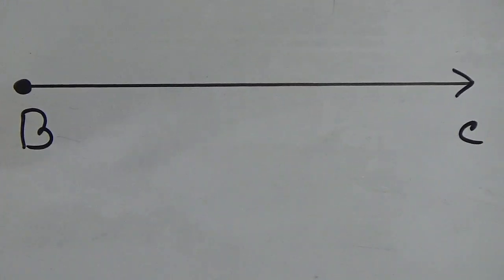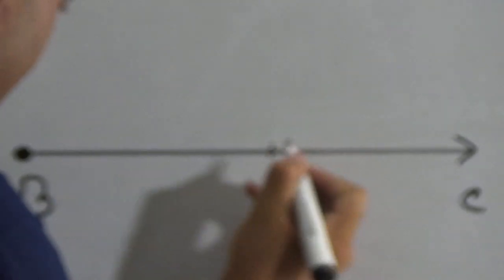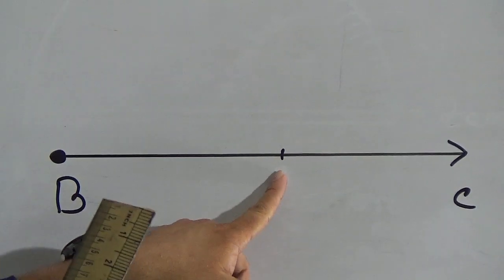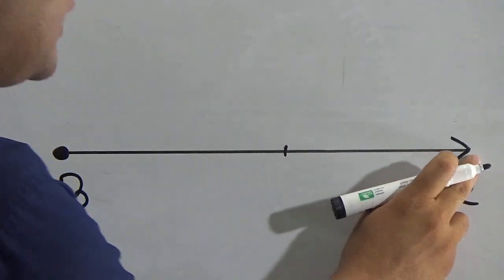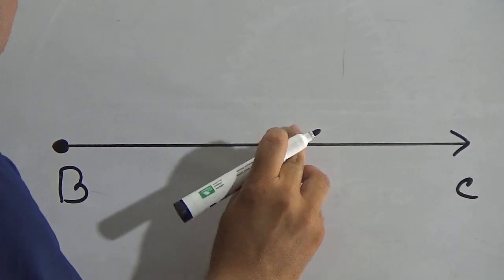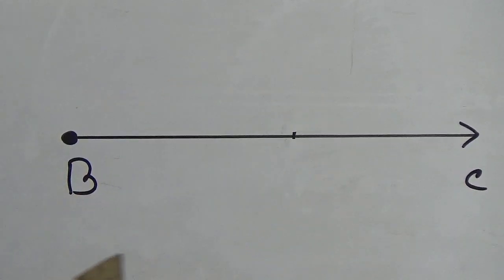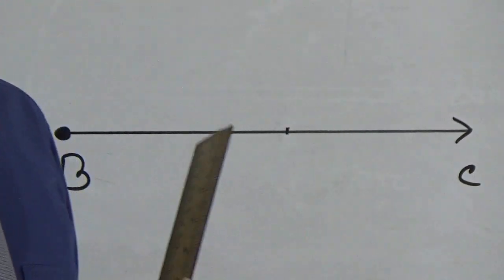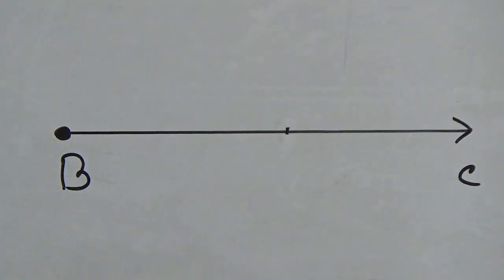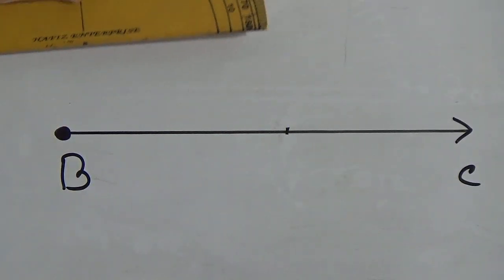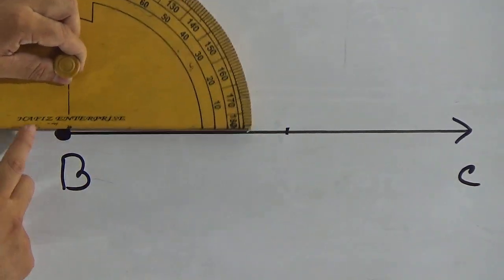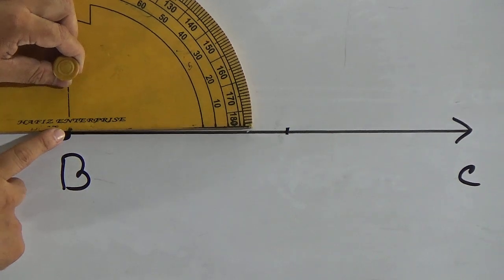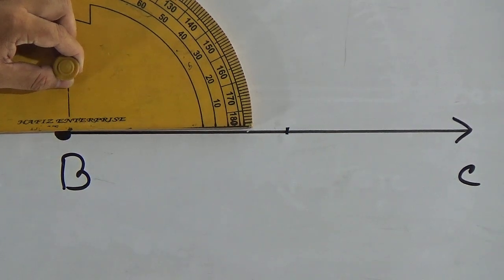If you want to mark here, then you will draw the angle here. If you mark here, then you will draw the angle here. It does not matter where you are drawing, but what matters is the measurement, whether it is correct or not. Now put the protractor and coincide the center with the point where I am trying to draw an angle.